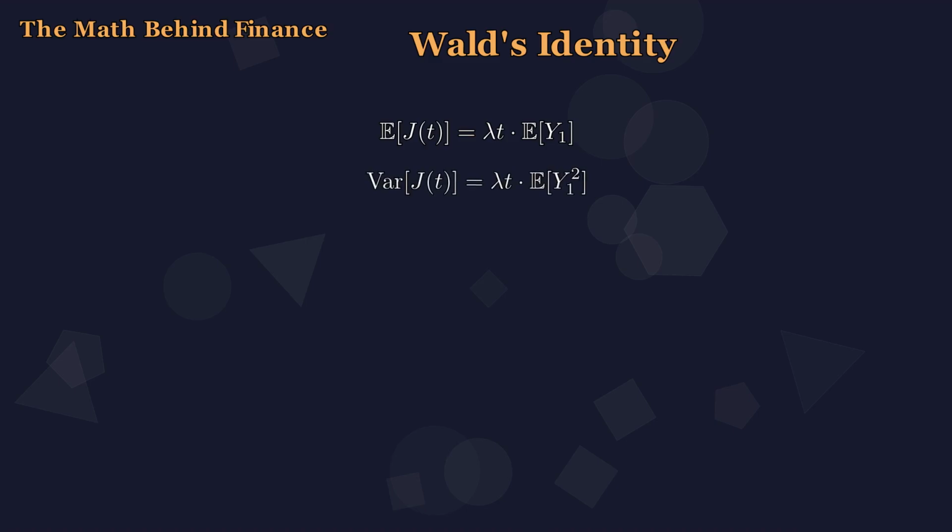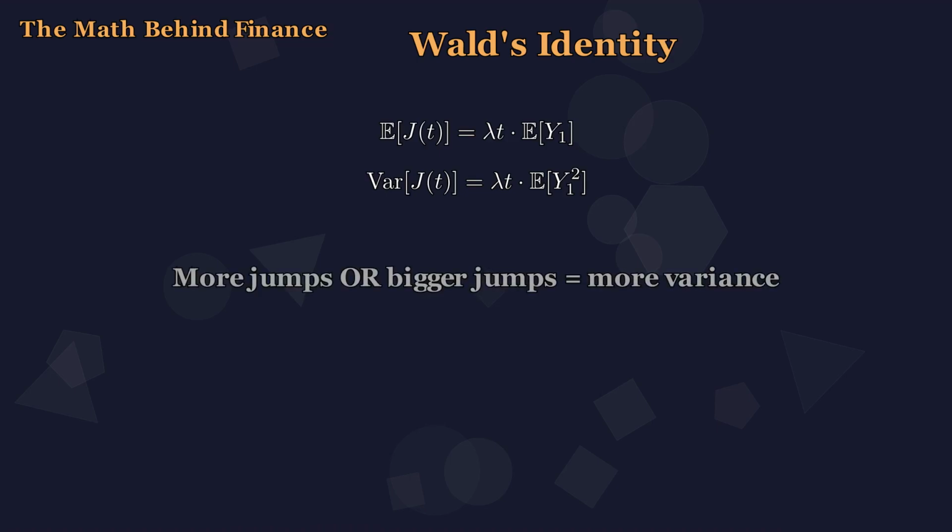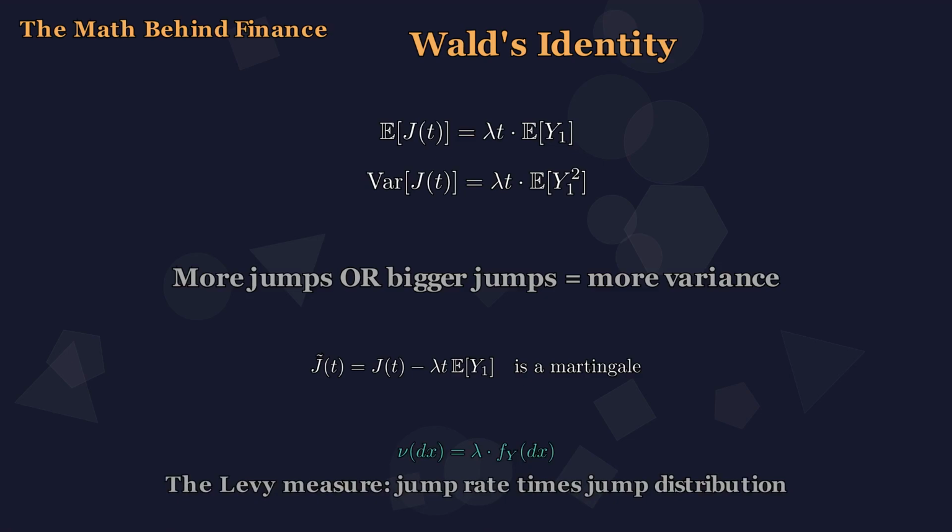The variance is lambda t times the second moment of a single jump. More frequent jumps and bigger jumps both increase the total variance. And just like the plane Poisson, we can compensate, subtract the expected drift, and what remains is a martingale. Mathematicians encode this structure in a single object called the Lévy measure, nu of dx equals lambda times the jump size density. We will return to this in the final section.